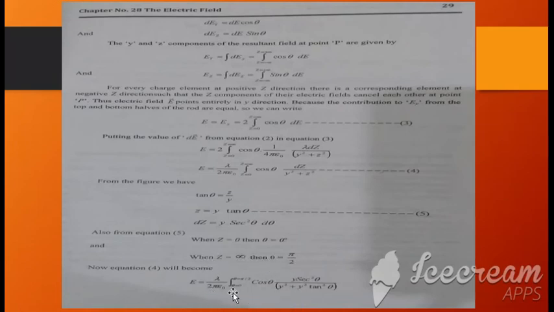Now putting these values in this equation, then E is equal to lambda over 2 pi epsilon naught integral, limits theta is equal to 0 to pi by 2, cos theta y secant square theta divided by y square plus y square tan square theta. By putting these values here, putting the value of z, z square will become y square tan square theta and value of y square as such there.